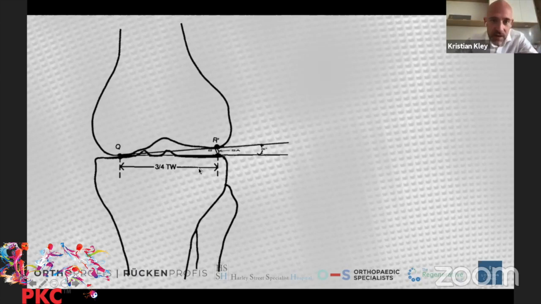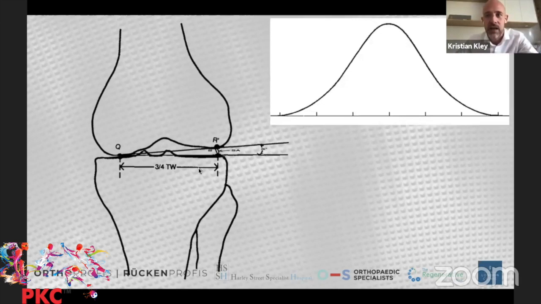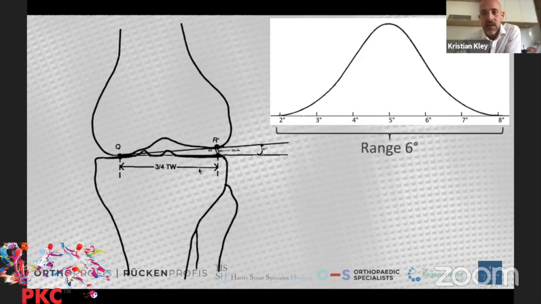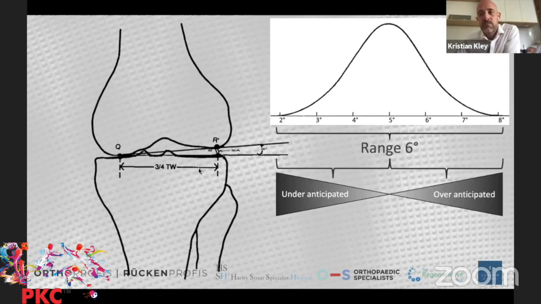And now, how many degrees do I have to reduce? Well, let's form a bell curve and say we start at 8 and maybe possibly end up at 2. This is the range of variation that you may enter for the correction. This range is 6 degrees. If I under-anticipate, I just take 2 to 5, or I over-anticipate, saying it reacts completely, 5 to 8. There is a middle in between, which is 5.